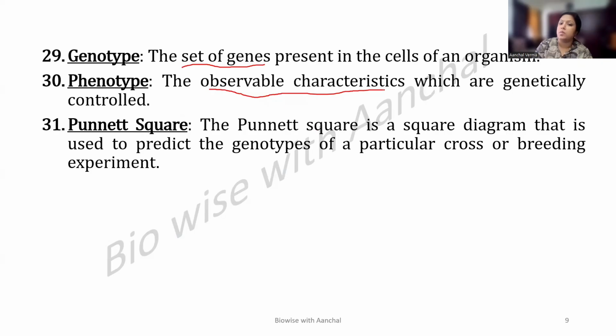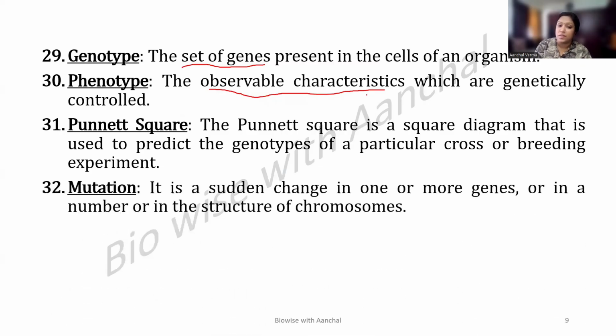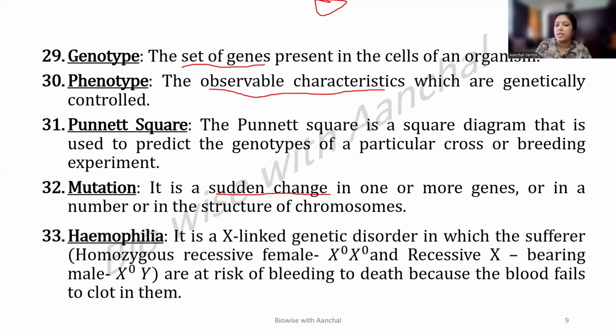Punnett square. The Punnett square is a square diagram that is used to predict the genotype of a particular cross or breeding experiments. Mutation is a sudden change. Very important, children. Mark it important. The sudden change. There is a difference between mutation and variation. Variation does exist in population, but mutation may not be good, right? So mutation is a sudden change in one or more genes or the number or the structure of chromosomes. A best example is sickle cell anemia. The example of mutation, if it is asked, is sickle cell anemia.